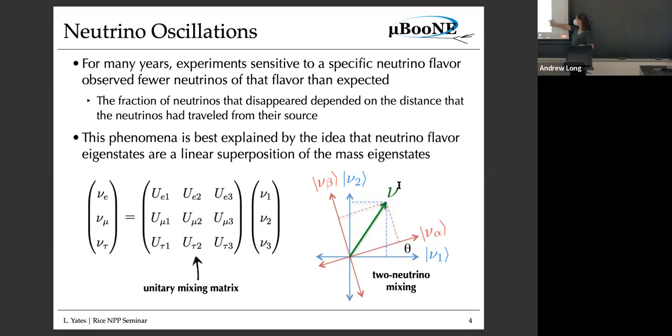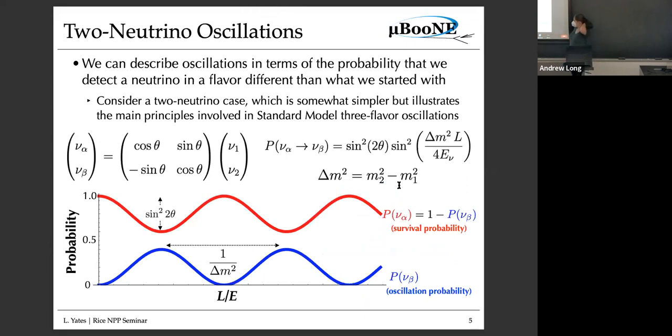In two neutrino mixing, think of this as a simple rotation in a 2D plane. In the 3D case, it's more complicated, but it's the same idea. So I'll start out talking about the math in terms of what happens when we have just two neutrinos, because it gets most of the point across, but it's a lot simpler.